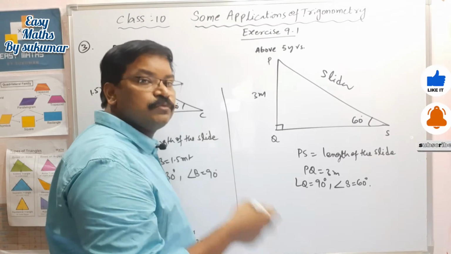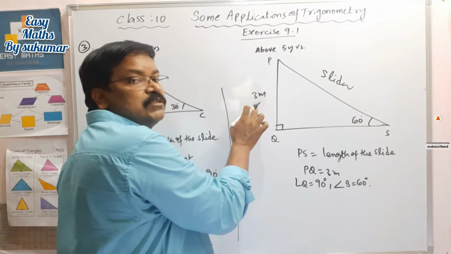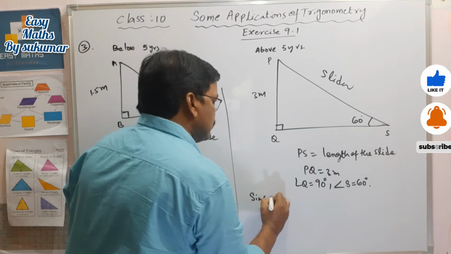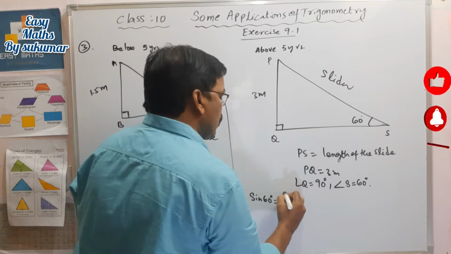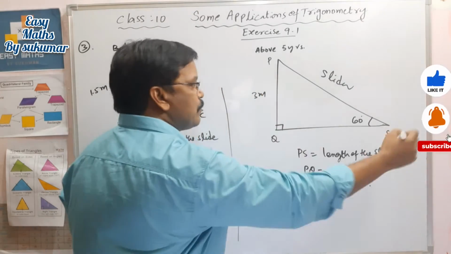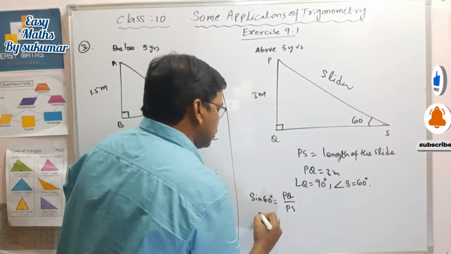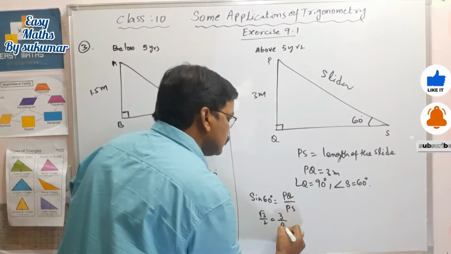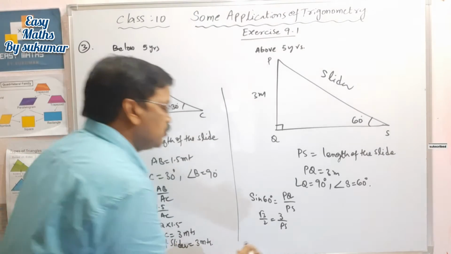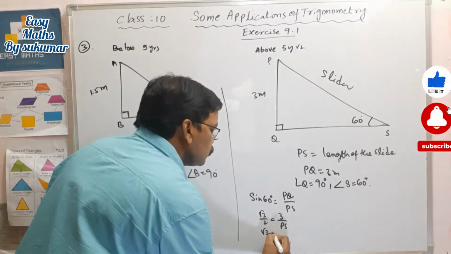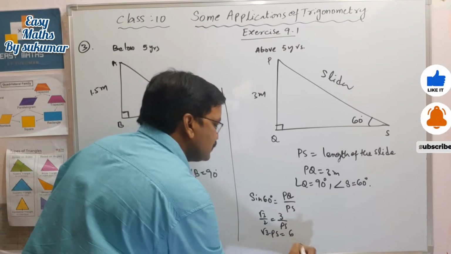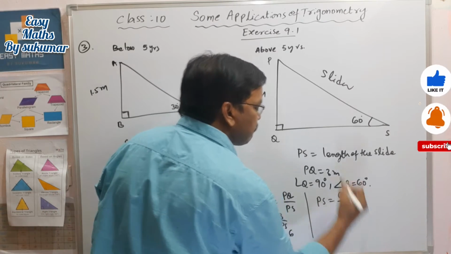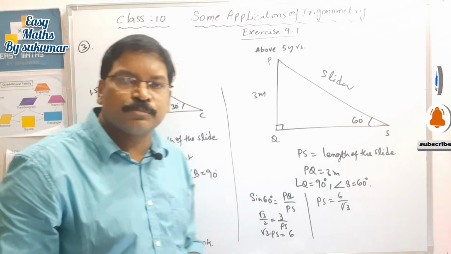Which trigonometric ratio do we have to use? Here the opposite side is already given. So sine 60 degrees is equal to opposite side by hypotenuse, that is PQ by PS. Sine 60 is root 3 by 2, and PQ is 3 by PS. By cross multiplication, root 3 into PS is equal to 2 times 3, which is 6. So PS is equal to 6 by root 3.